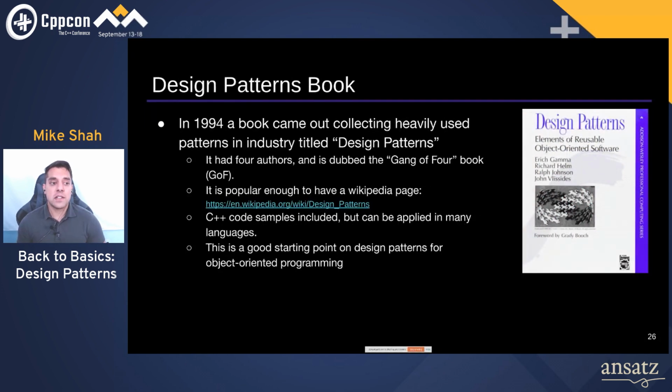Where a lot of the popularity, or at least where I have learned about design patterns, comes from was a book that came out in 1994 known as the Gang of Four book, for the four authors that categorized and listed a lot of the most famous design patterns. It's popular enough that there's a Wikipedia page where you can learn more. There are C++ and Smalltalk examples included, but you can apply them to many languages, and we've seen that over time has been true. This is really a good starting point for design patterns in object-oriented programming. So the book's a great resource where you can learn more about the patterns that we're going to talk about today.